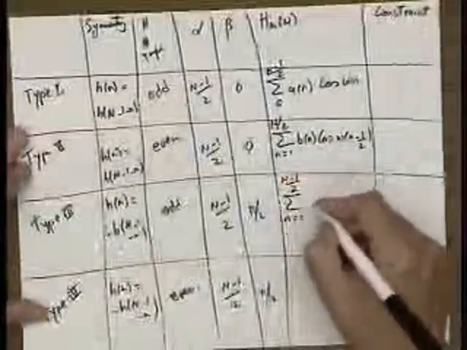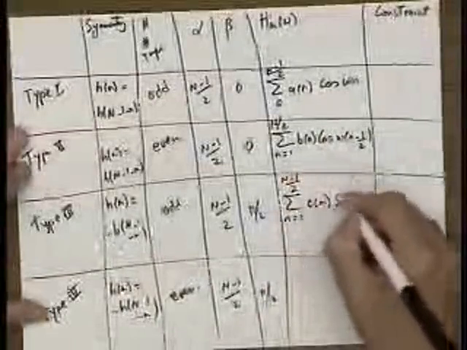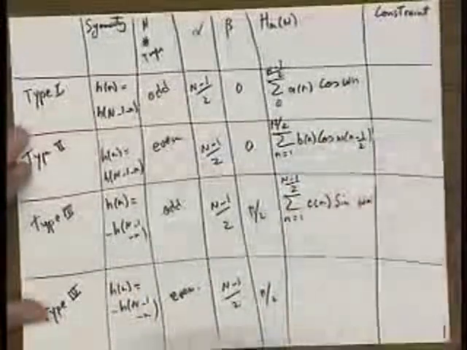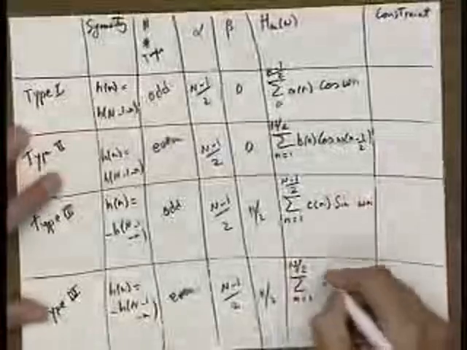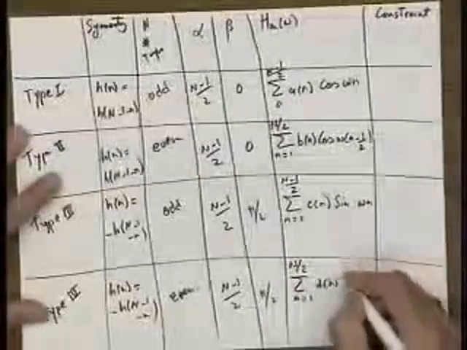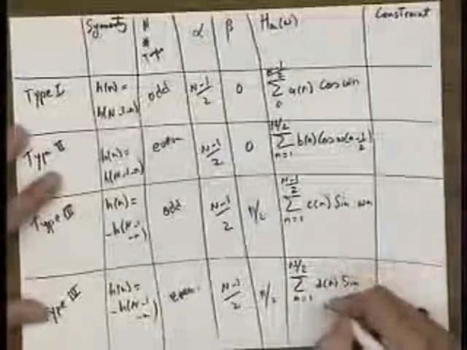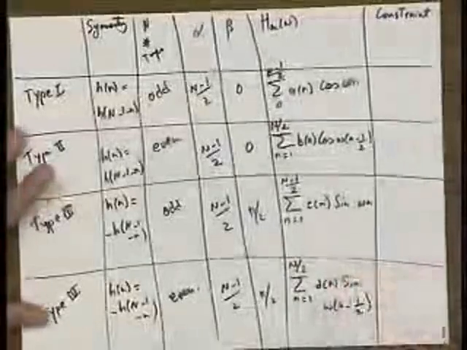And type 3, we got summation from n equals 1 to N minus 1 over 2, c of n sine omega n. And type 4, you got summation from n equals 1 to N over 2, d of n sine of omega times n minus a half.